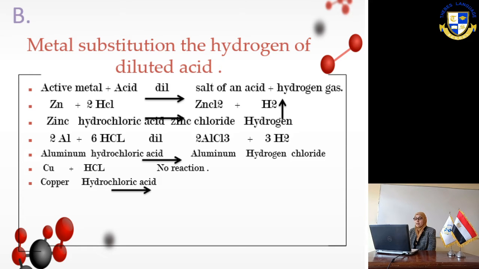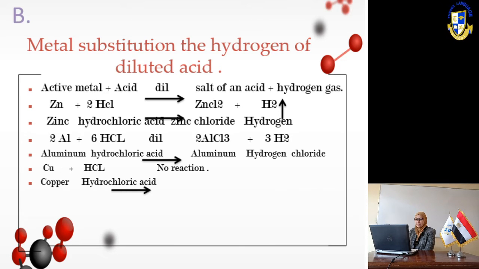So the zinc plus hydrochloric acid, it will make zinc chloride plus hydrogen gas. So the active metal plus acid makes salt of an acid plus hydrogen gas. Aluminium plus hydrochloric acid makes aluminium chloride plus hydrogen gas. But we can see here copper plus hydrochloric acid, no reaction, because the copper doesn't react with hydrochloric acid, can't replace the hydrogen because it is less active in the chemical activity series.